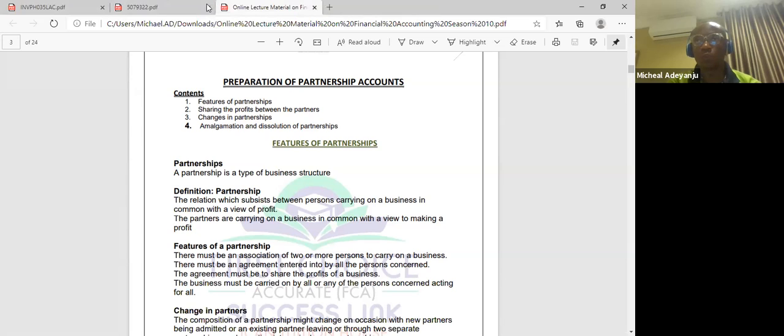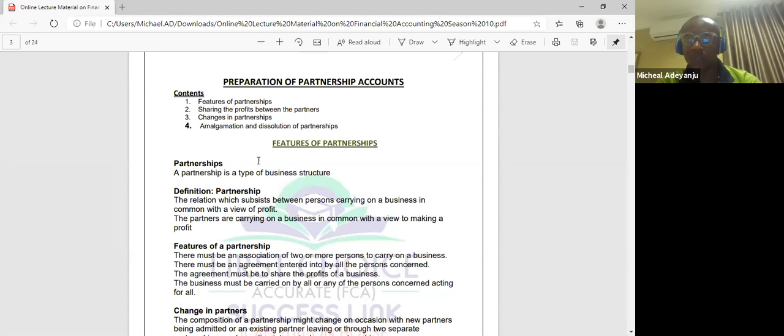So we'll be talking about partnership business and what is partnership account itself. Partnership is actually a type of business structure. It's a business that consists of two or more persons coming together to carry on the business with a view of making profits. So a partnership cannot exist in the first place if they don't have the intention of making profit. So the basic aim of a partnership business is to make profit.